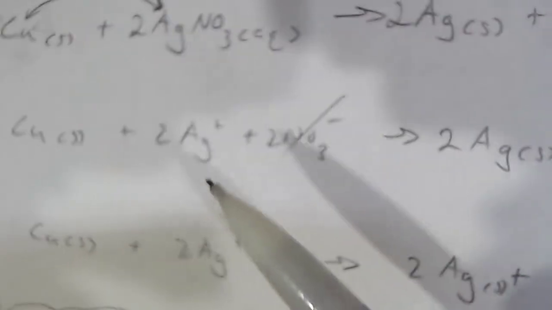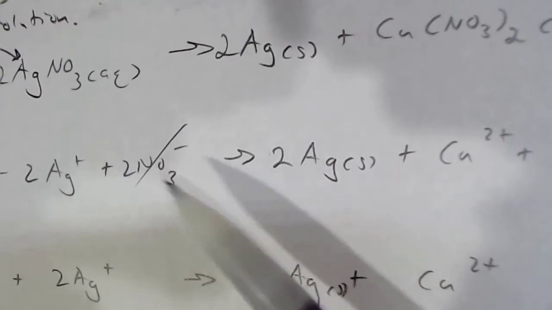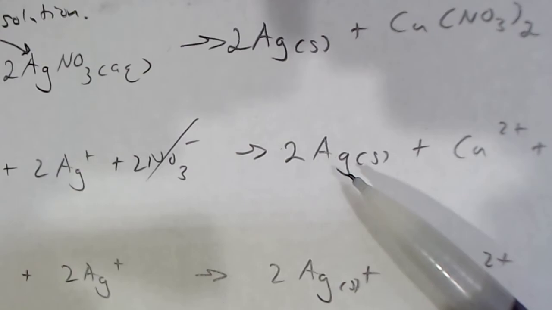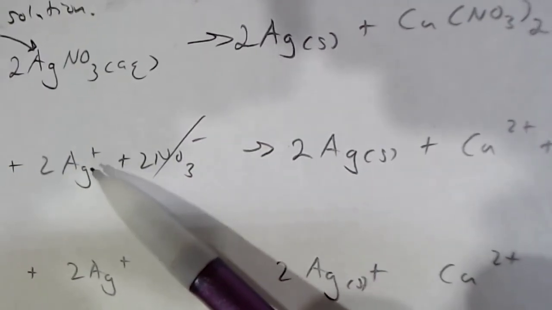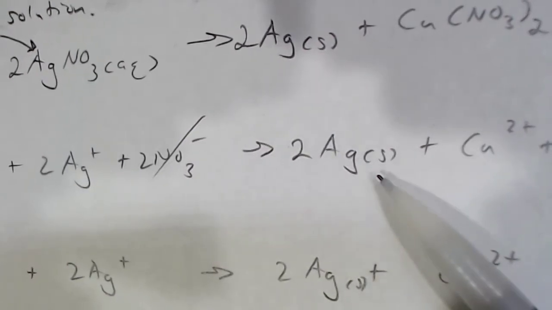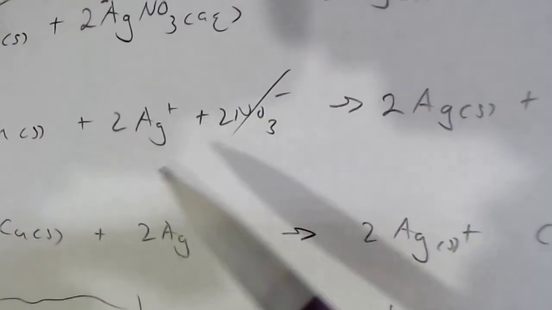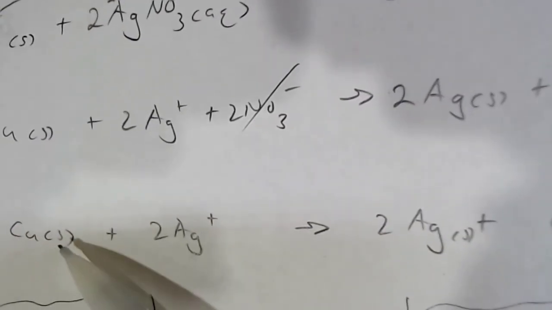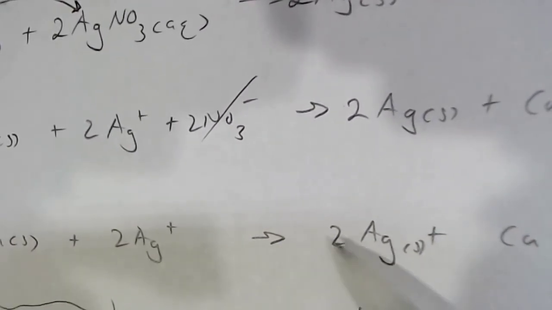But the other things did change. Copper originally had no charge, but now it has a +2 charge. Silver originally had a +1 charge, and now it has no charge. And not only was there a change in charges, but also in state. Silver was originally written like this, just showing a charge, so presumably it was aqueous, and now it's solid. So in our net ionic equation, we'll just have everything in the complete ionic except for the spectator ions. So overall, we can see copper got charge and silver lost its charge.